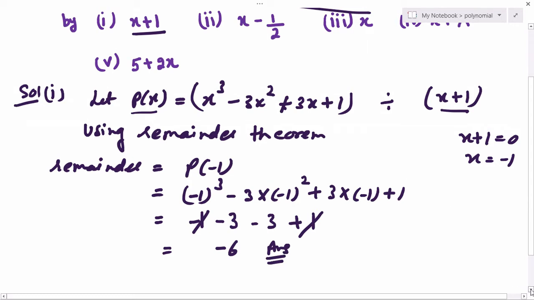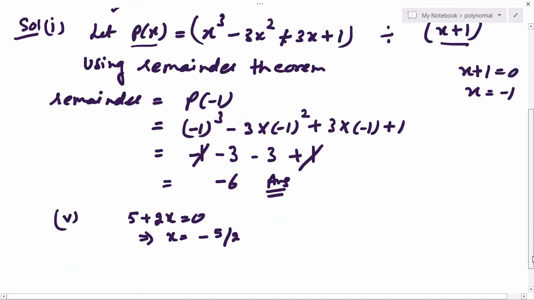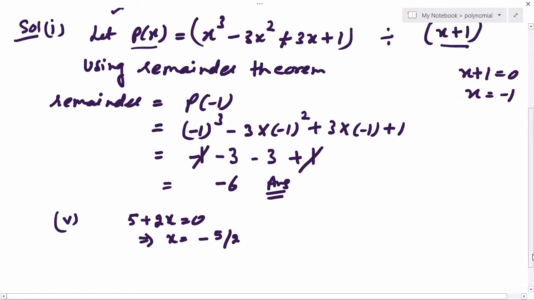Okay children, let us do one more part. I think I am doing this fifth part for you. Now in this fifth part you have to find the remainder when you are dividing the polynomial p(x) by 5 plus 2x. So I will first put this divisor equal to 0, and here I will get x equal to minus 5 by 2, right? So this x equal to minus 5 by 2 I will put in the polynomial and I will get the remainder. Therefore remainder equal to p of minus 5 by 2.